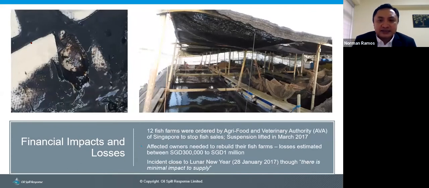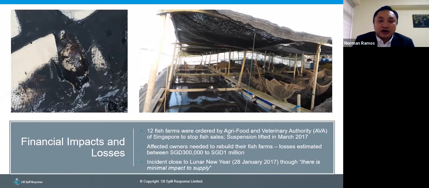Other financial impacts and losses. The 12 fish farms that were highly impacted by the oil spill were ordered by the AVA, the Agri-Food and Veterinary Authority of Singapore, to stop the fish sales in January after testing. They tested that the fish had a considerable amount of oil, so they were asked to suspend their operations and sales. But the suspension was lifted in March 2017, two months after the spill happened.